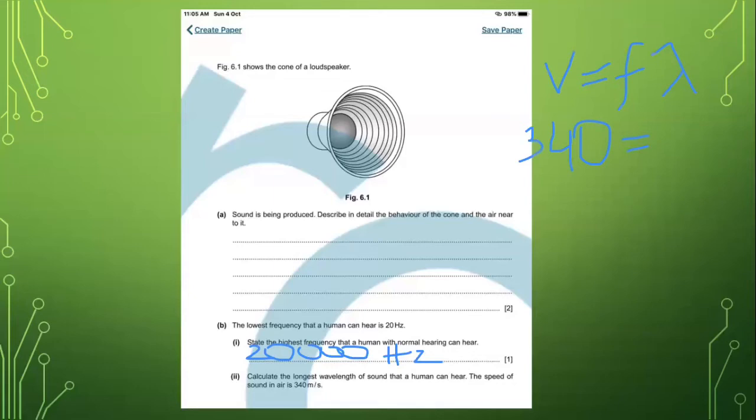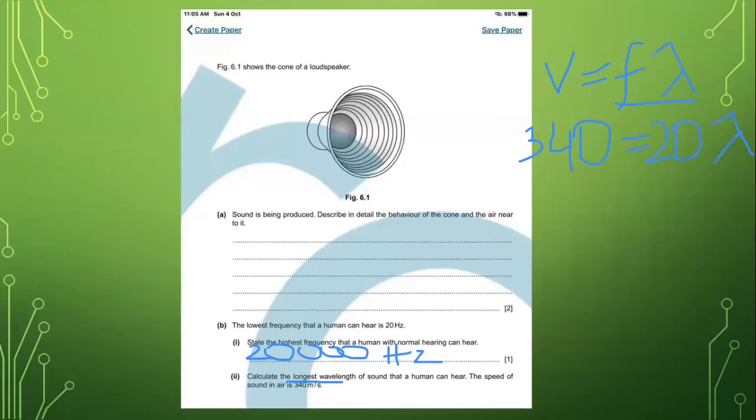And they are asking the longest wavelength. Now the longest wavelength will be when the frequency is the lowest, because they have an inverse relationship. As you can see, frequency and the wavelength are being multiplied over here. So they have an inverse relationship, and that's why we're going to take the smallest frequency, which we have as 20 hertz, into the wavelength.